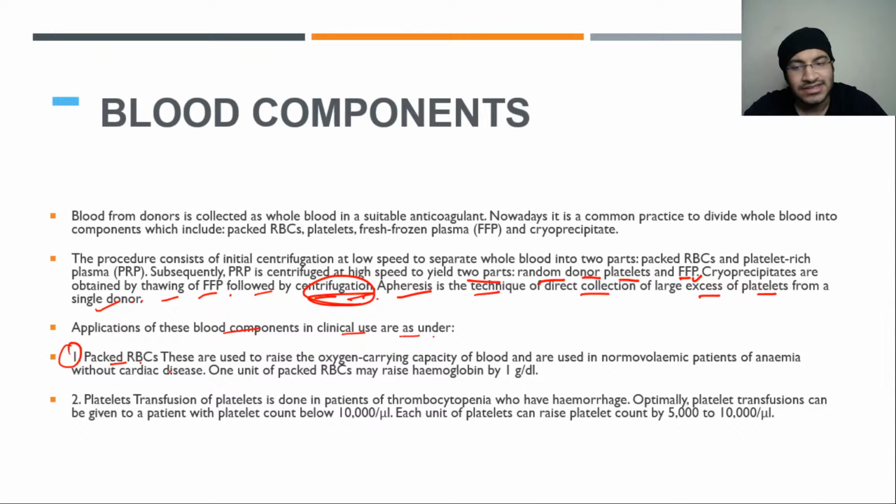First is packed RBCs. These are used to raise the oxygen carrying capacity of the blood and are used in normovolemic patients of anemia without cardiac disease. One unit of packed RBC may raise the hemoglobin by 1 gram per deciliter. Second, platelets. Transfusion of platelets is done in patients of thrombocytopenia who have hemorrhage. Optimally, platelet transfusion can be given to a patient with platelet count below 10,000 per μl, and each unit of platelets can raise the platelet count by 5,000 to 10,000 per μl.